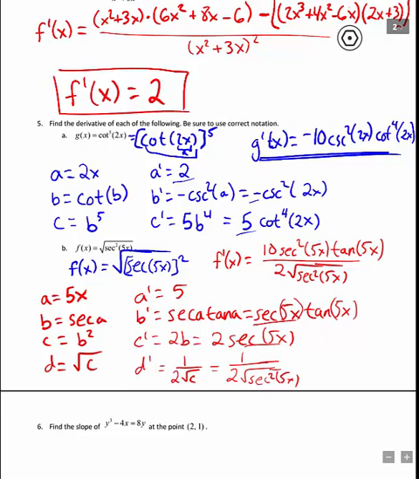You can simplify that. 10 divided by 2 is 5. And this is the answer most people who got it right put. Like I said, if you can cancel out the square root and the squared and simplify this a little bit further, and if you really simplify it, you'll get 5 secant of 5x times tangent of 5x.